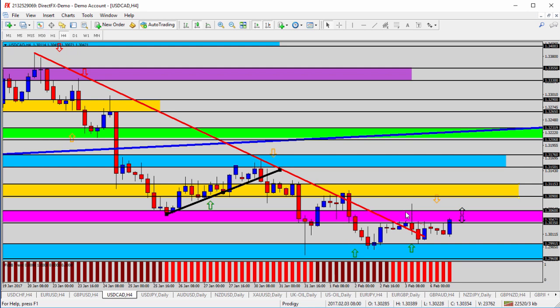So we've settled out under the pink zone. Maybe it hits the yellow zone. So watching for that as a possibility here for the dollar CAD over the next few days. But keep in mind some news coming out this week for Canada.